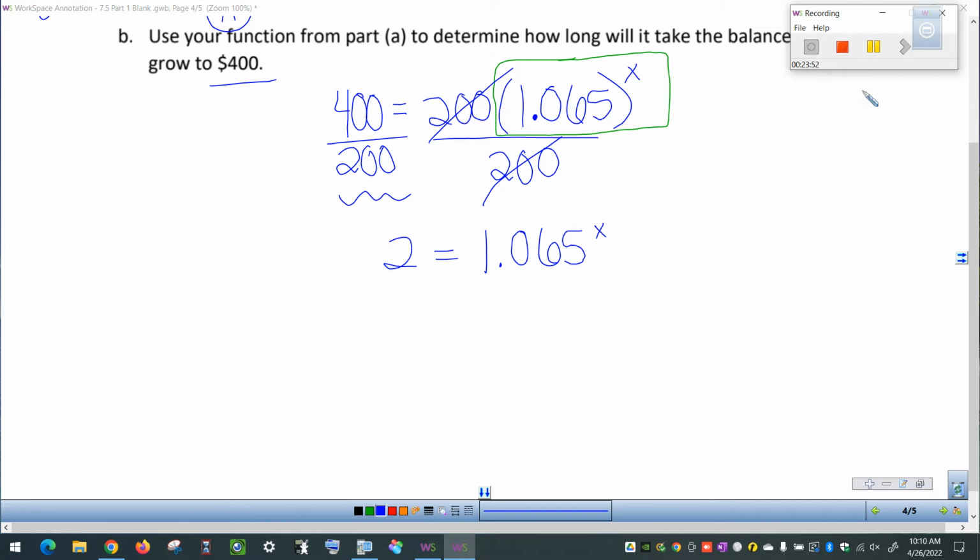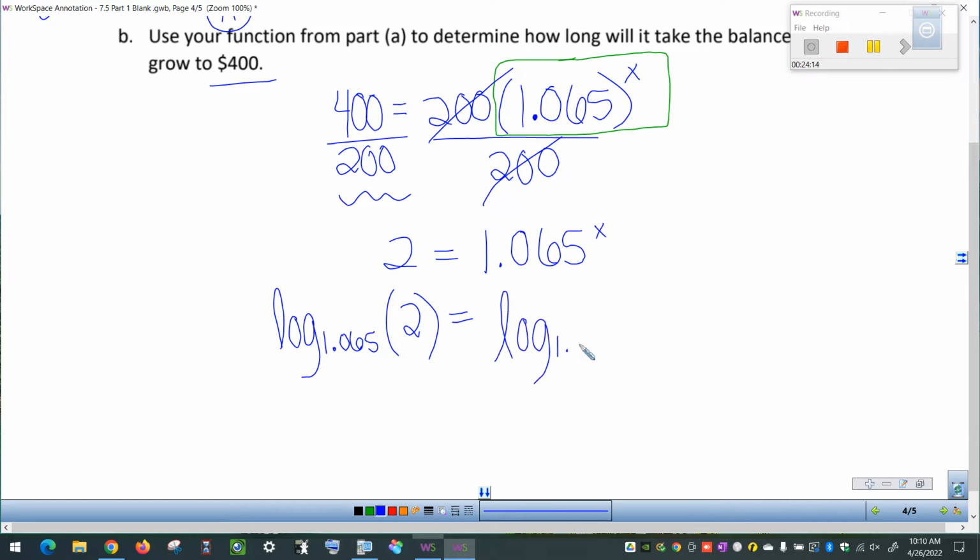Now, in this case, on the right-hand side here, the part that's holding up the x is the part that we want to cancel out, and it's 1.065. So that's going to be the base of the log that we're doing on both sides. So we're going to do log base 1.065 of 2. And then on the other side here, we're doing log base 1.065 of 1.065 raised up to the x.